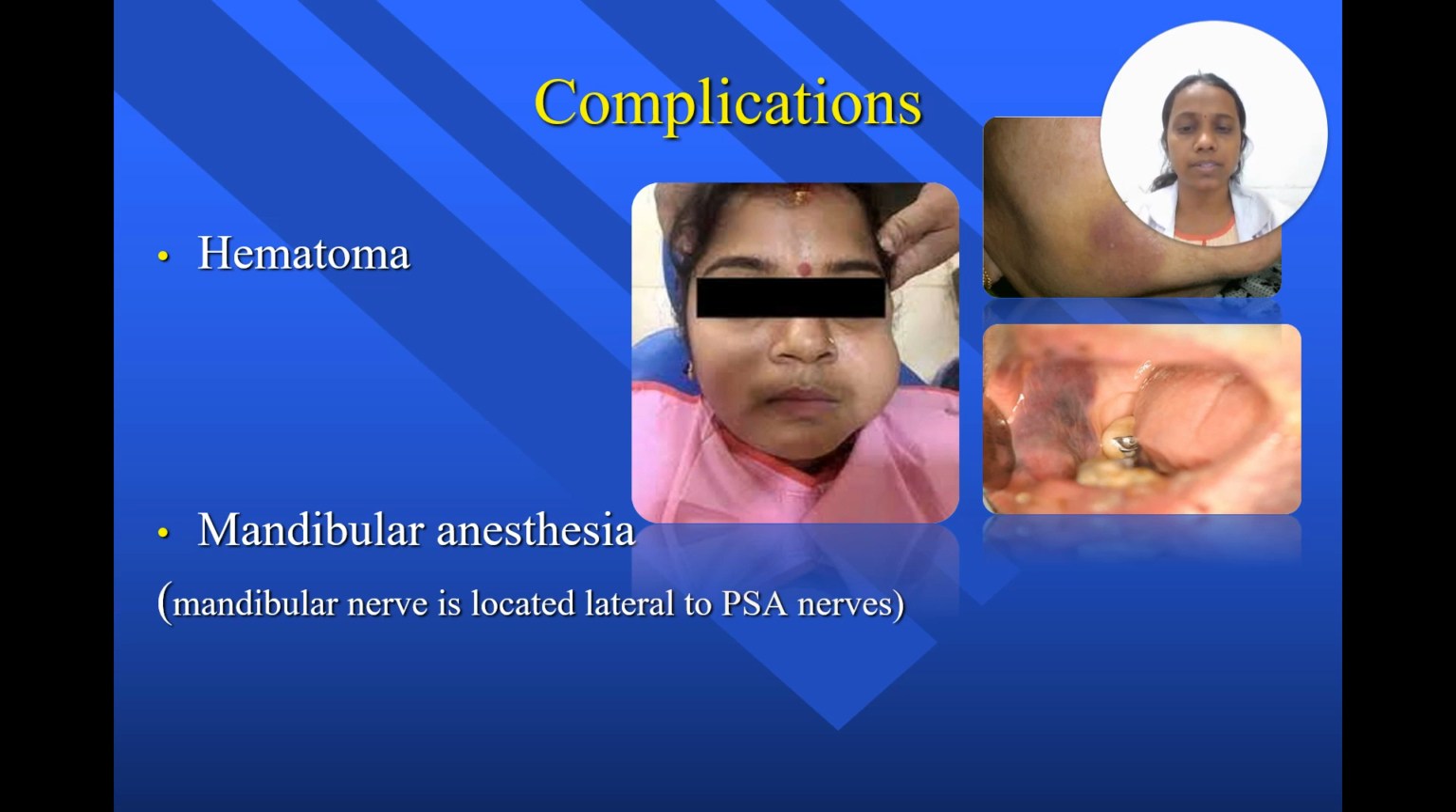Next complication could be mandibular anesthesia, wherein the mandibular nerve is located lateral to the posterior superior alveolar nerve. So when we are directing our needle, if we stay much lateral to the intended area, then it can block the mandibular nerve. Here we do not expect any major complications, but the patient might be a little apprehensive, asking why, when they are having a procedure in the upper arch, the lower arch is being anesthetized. In that case, you have to explain to the patient that such a complication has occurred, and it is going to wear off within 2.5 to 3 hours, and there is nothing to worry about.